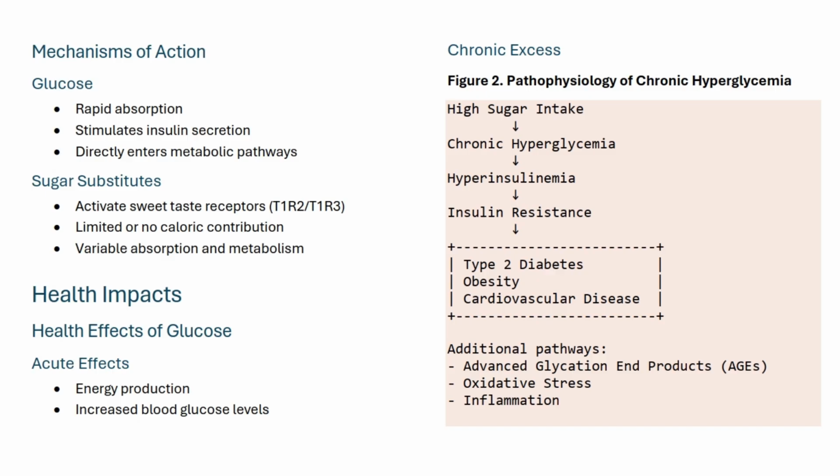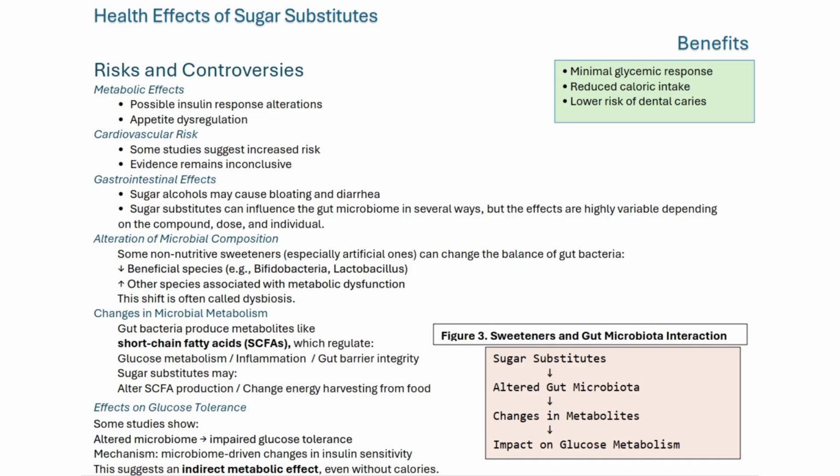In contrast, sugar substitutes activate sweet taste receptors T1R2, T1R3, but contribute limited or no calories with variable absorption and metabolism. While they may offer a lower calorie alternative, their long-term health effects require further investigation. Additionally, chronic high sugar intake is associated with the formation of advanced glycation end products, AGEs, oxidative stress, and inflammation, all of which contribute to the pathophysiology of chronic hyperglycemia and its related health complications. Understanding these mechanisms is crucial for developing effective dietary strategies to mitigate the risks associated with high sugar consumption.